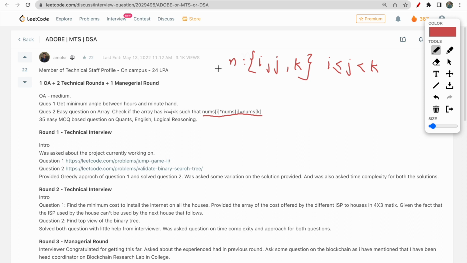Let's make the problem a bit more complex. Instead of check, consider count. You need to count the number of triplets present in the array such that i is less than or equal to j and j is less than k, and nums of i into nums of j equals nums of k. The question is very simple here, and the description is simple and easy to understand. Now let's discuss this.